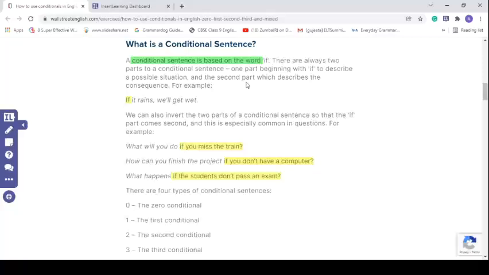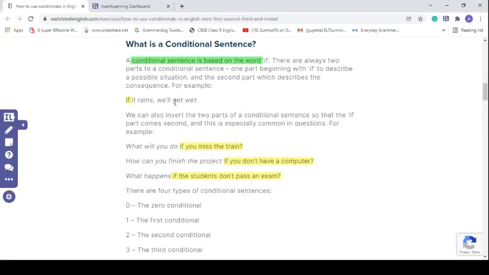This is the first thing you can easily look at in the sentence and find out, okay, this is a conditional sentence or a simple sentence. When you use "if" in a sentence, it makes the sentence conditional, where one part begins with "if" to describe the possible situation and the second part describes the consequence of that. If this thing happens, then what happens? The consequence will come after that only. Let's see with an example.